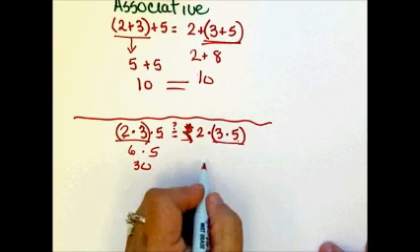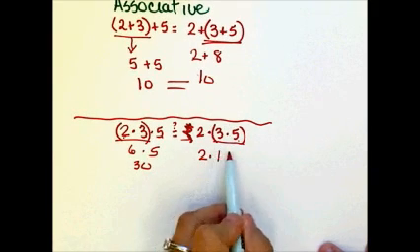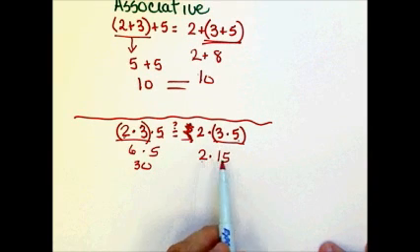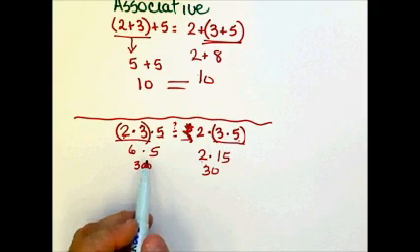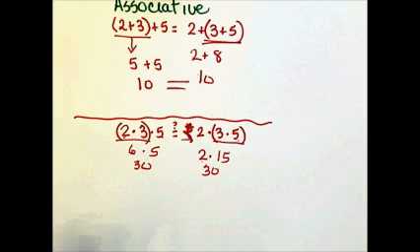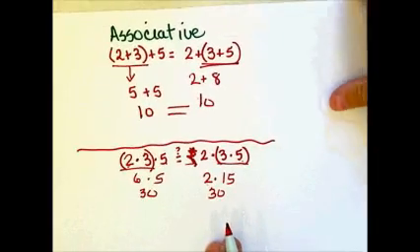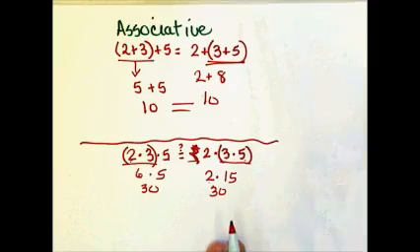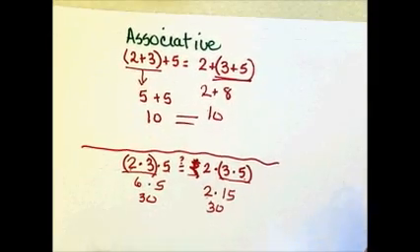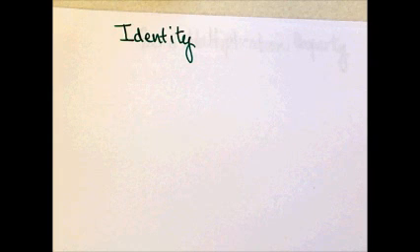On the right-hand side, I bring down my 2, and 3 times 5 is 15, and then I have 2 rows of 15, which is also 30, or 6 rows of 5. Okay? So the associative property, this is a model for the associative property of multiplication. So it is true for multiplication.